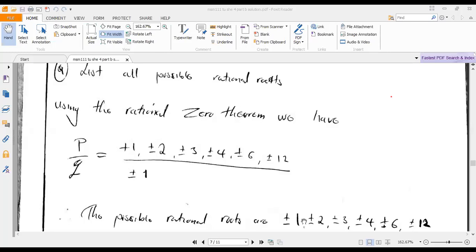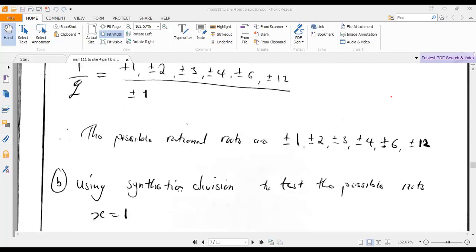Are we okay? Sure, sir. Yeah, it's the same thing, like you have 1 divided by everything here, you still get the same thing there. We proceed. Yes, sir. So this is your final answer. That's how you find these two possible rational roots.